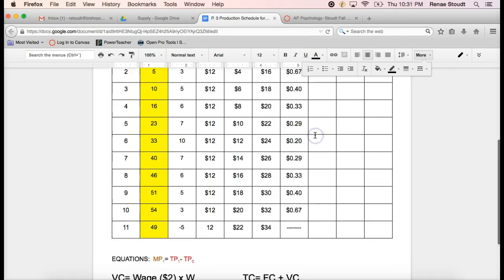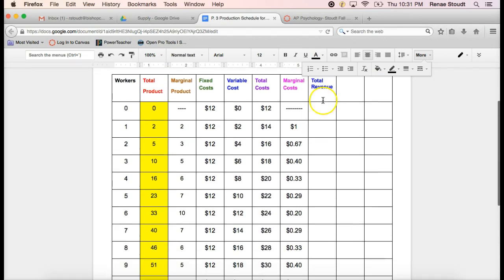When we're looking at this, at 0 workers we didn't make anything, so we can't sell anything, so our total revenue is 0. At 2 workers, we're taking 2 times 67 cents, which is $1.34. At 5 workers, we're multiplying 5 times 67 cents, which gives us $3.35. At 10 workers, we're multiplying 10 times 67 cents, so you get $6.70.